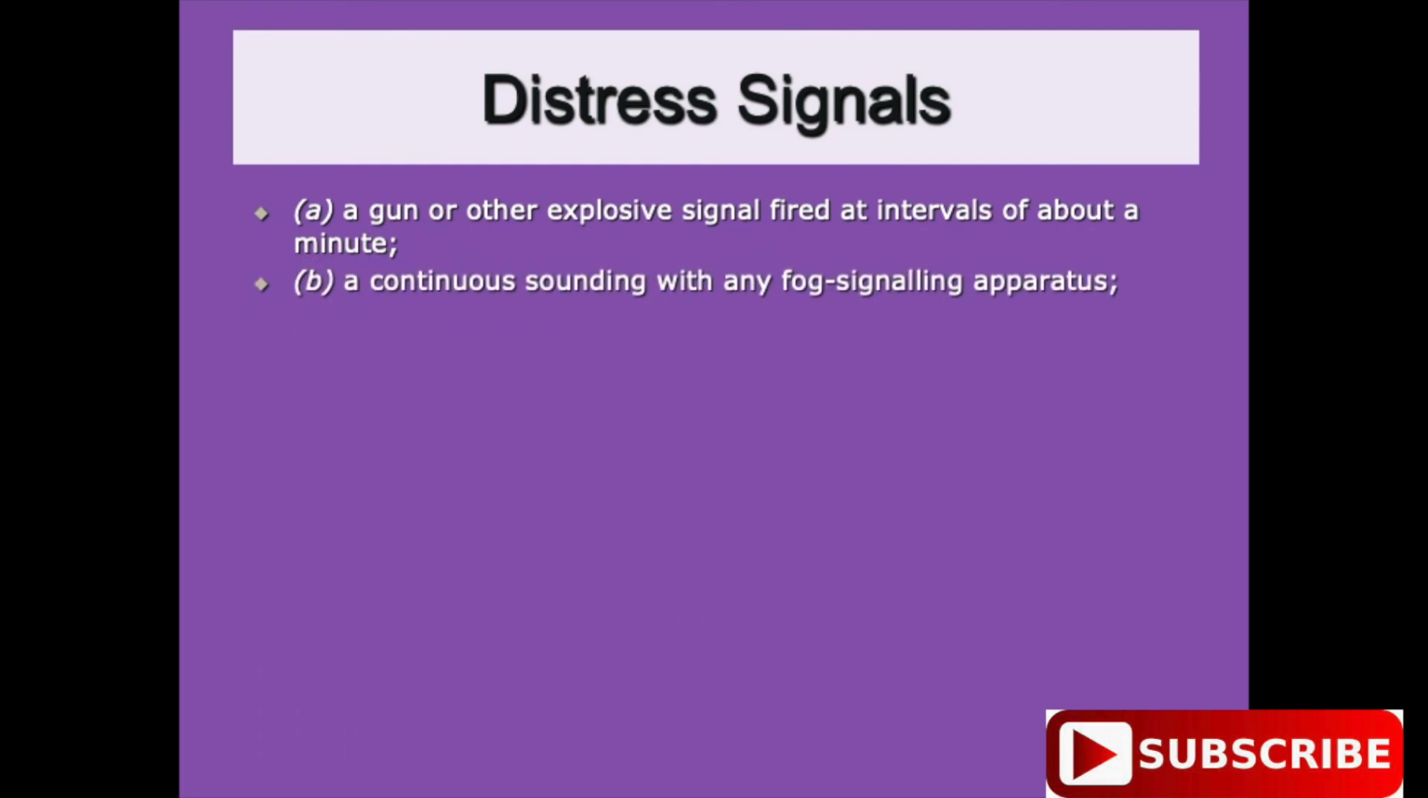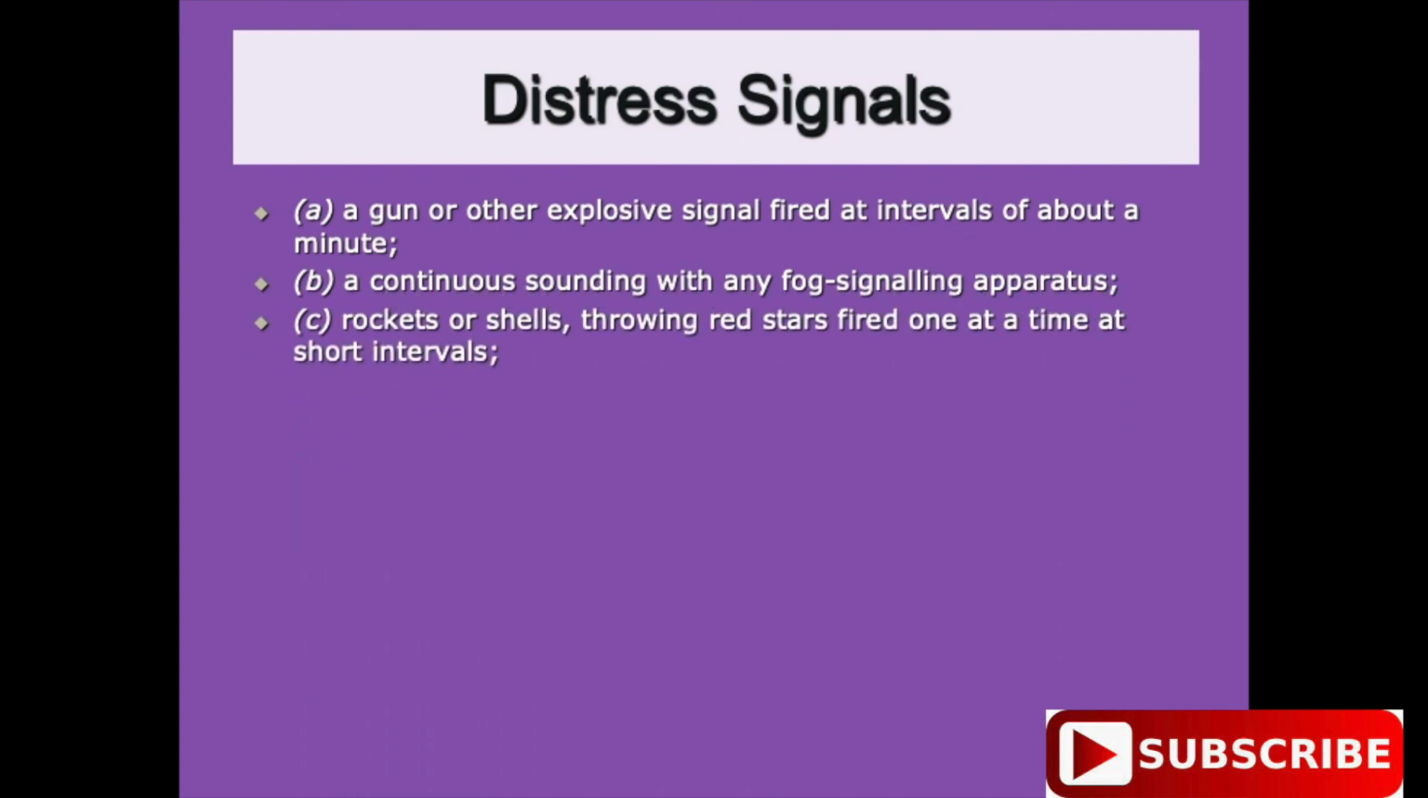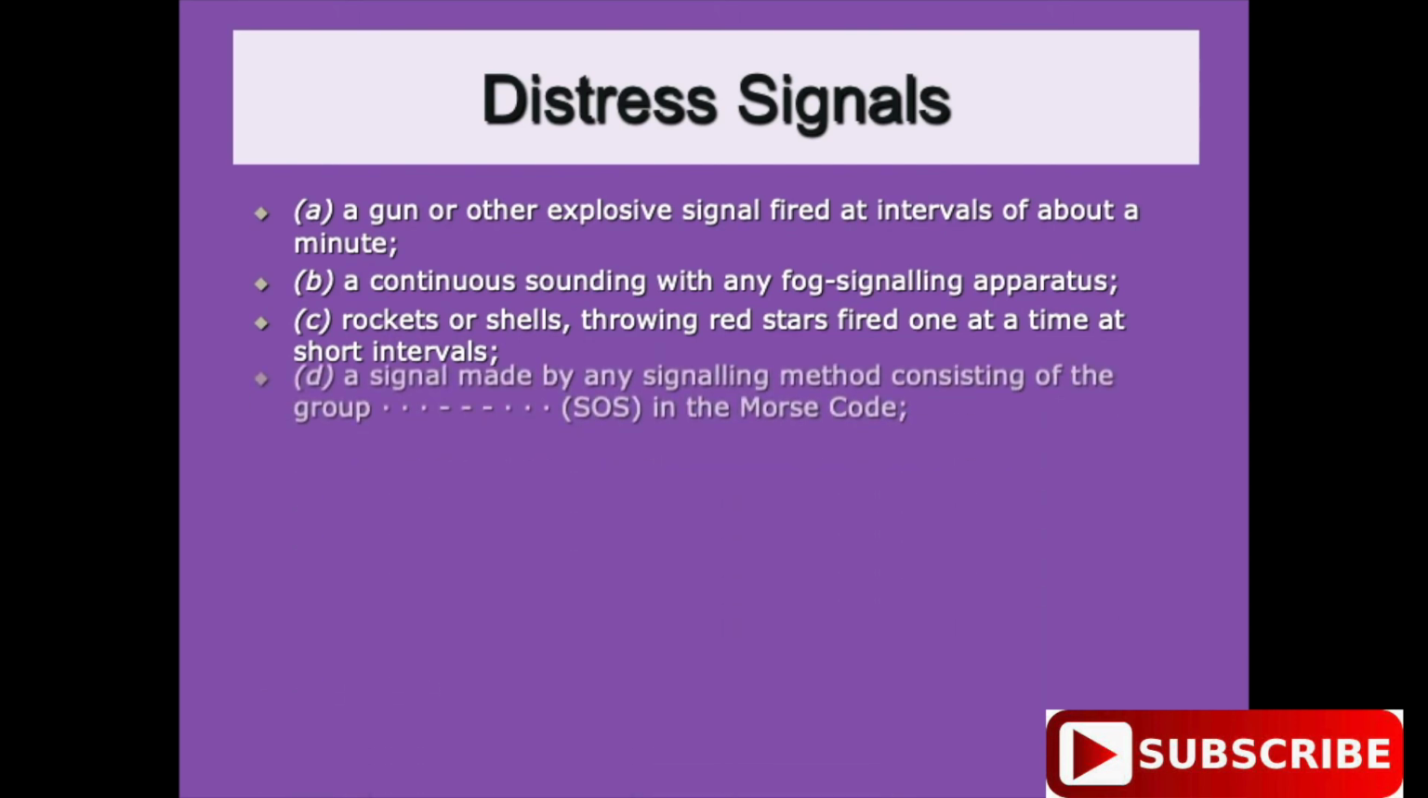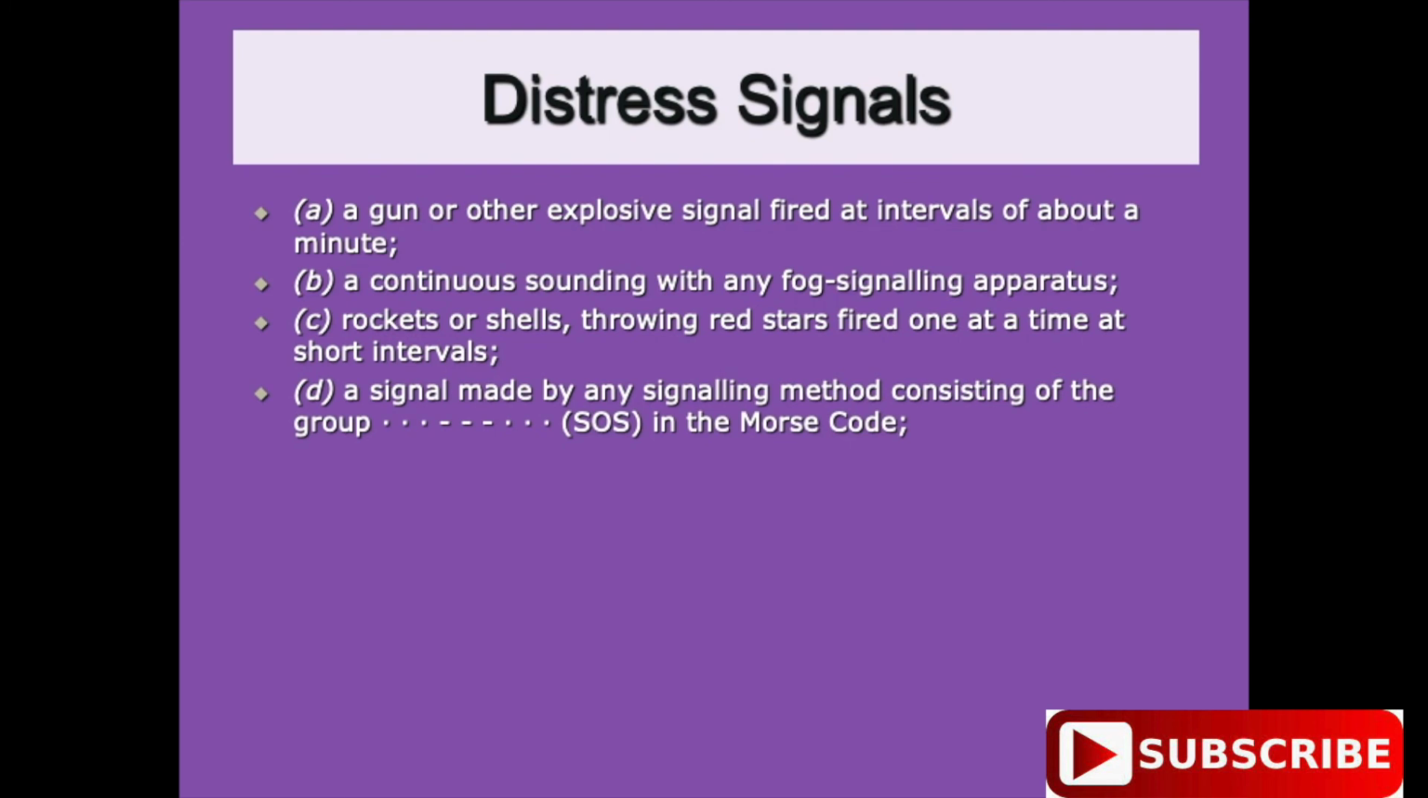Next is distress signals. A gun or other explosive signal fired at intervals of about a minute. These are the distress signals, okay, what you need to remember. A continuous sounding with any fog signalling apparatus. If you hear any of these, it's a distress, the other person is in distress, you should remember this. Rockets or shells throwing red stars fired one at a time at short intervals. A signal made by a signalling method consisting of the group dit dit dit, dah dah dah, dit dit dit. That's SOS in the Morse code.